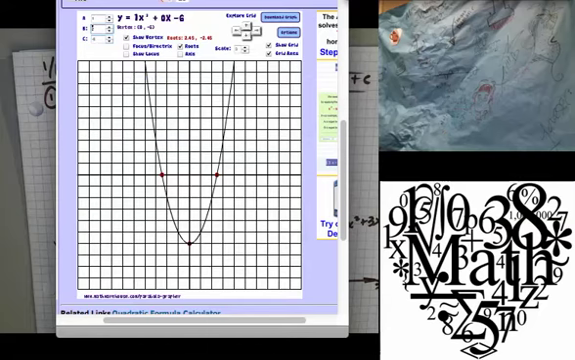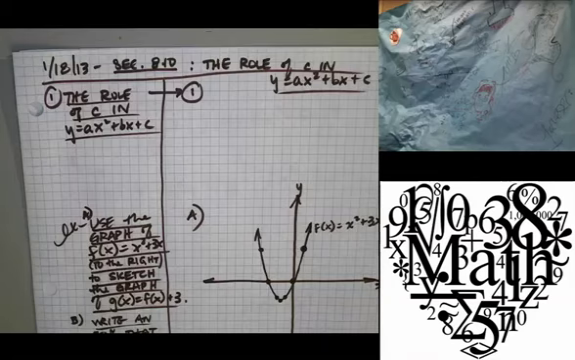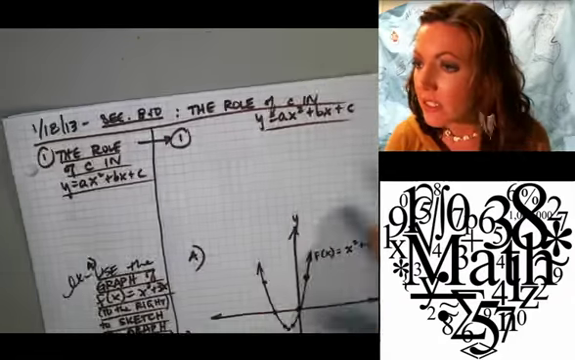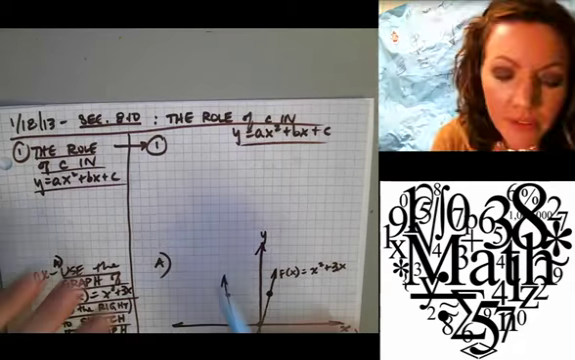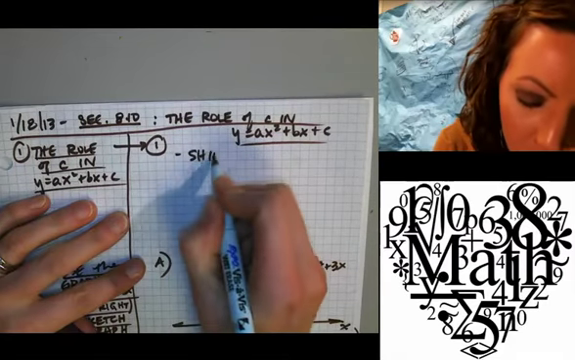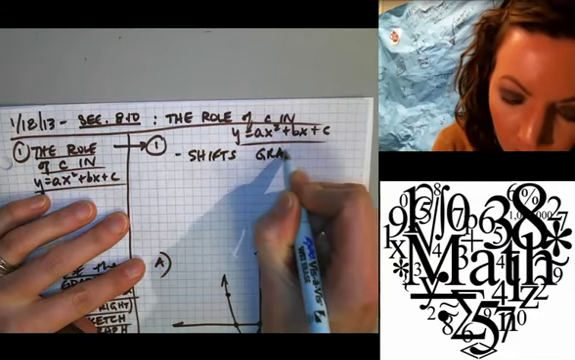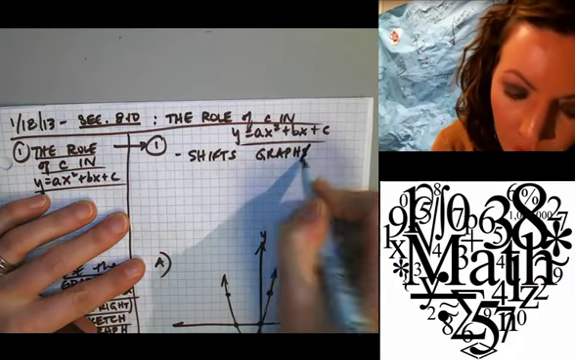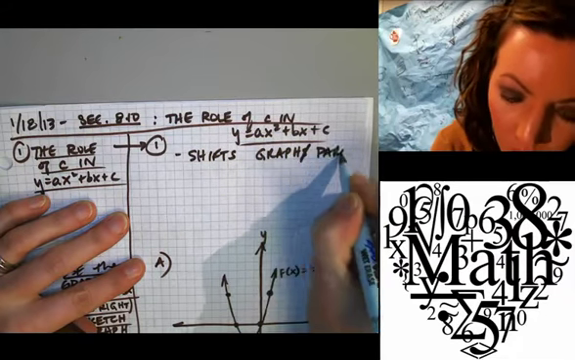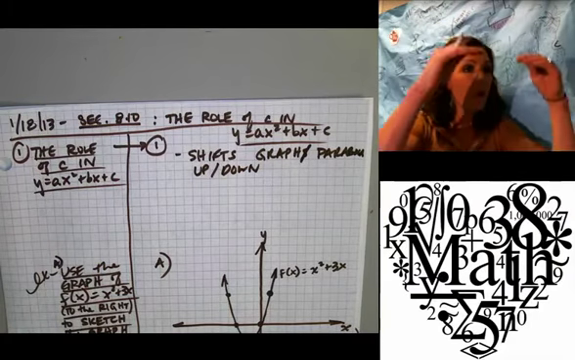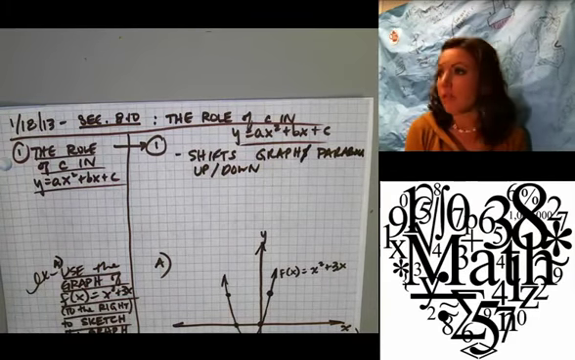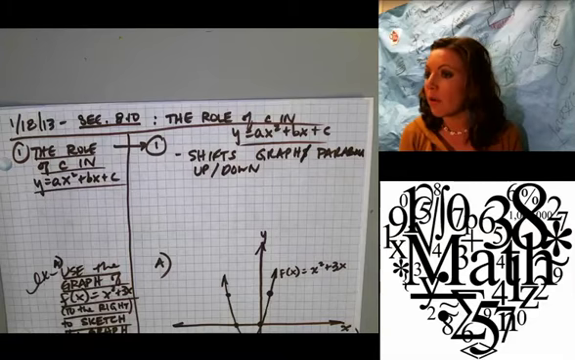So if we play around with some of the numbers, basically the role of C is to shift the graph up and down. Okay, so let's fill that in over here. So the role of C is it shifts the graph, or the parabola, up or down. So depending on what the value of C is to start out with and how many you add to or subtract from it, it's going to shift up or down the same number of units.